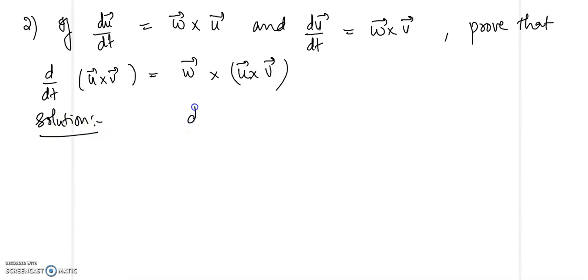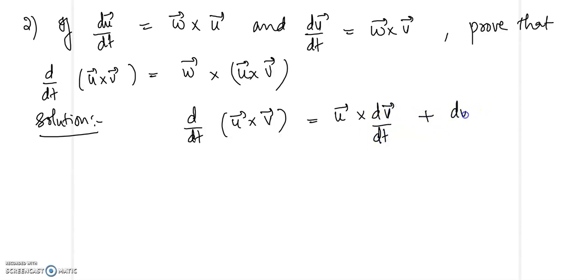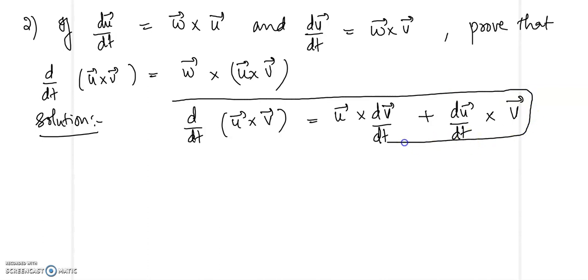Now we need to find d by dt of u cross v. Now we need to take the derivative of u cross v. Now we have this formula. So d by dt of u cross v will be equal to u cross dv by dt plus du by dt cross v. So this is the formula for the derivative of the cross product.